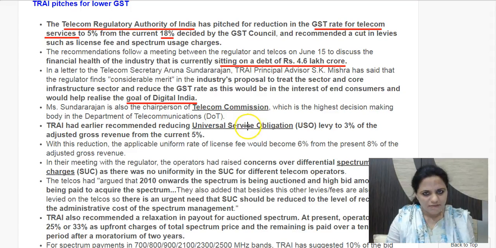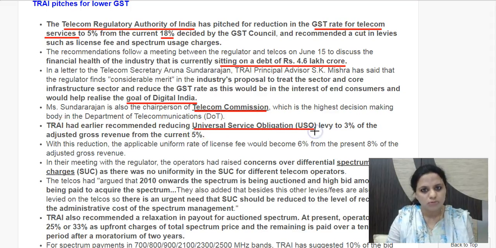Also, other suggestions have been put forth to the Telecom Commission too. The Telecom Commission is headed by the Telecom Secretary in the Department of Telecom. So here the suggestion by TRAI is about USO, Universal Service Obligation.